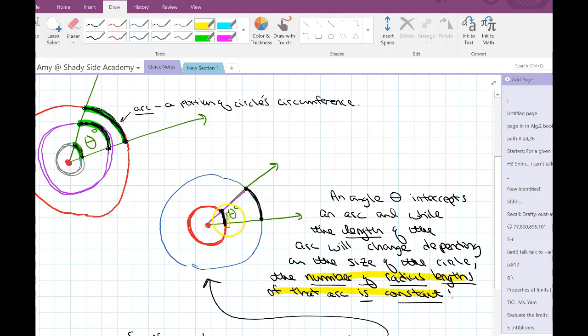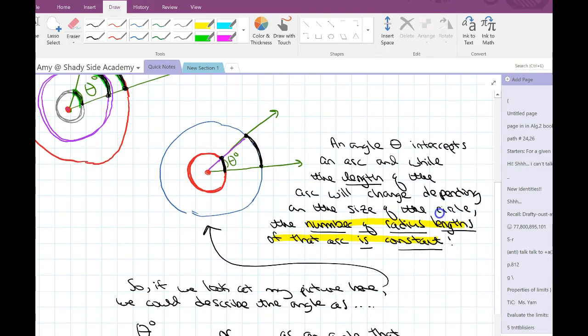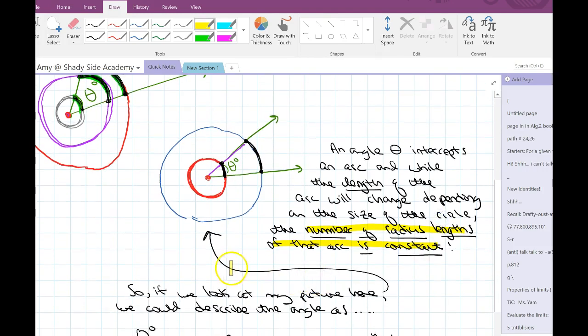This is what it means to understand the relationship between an arc and a radius. So if we look at my picture here, it's kind of a big moment. I know the way you drew it may be different, but I'm just going for what I drew right here. If we look at this picture, I could describe this angle theta two ways.